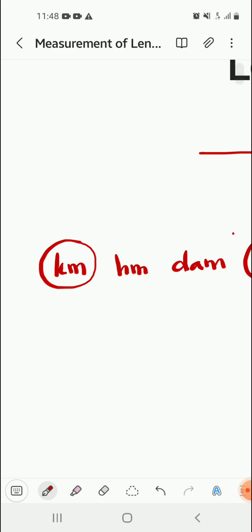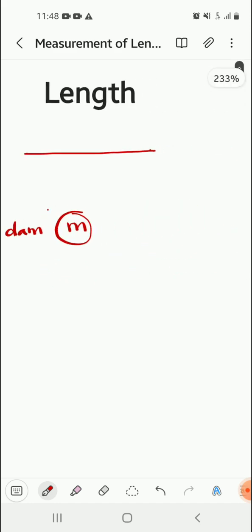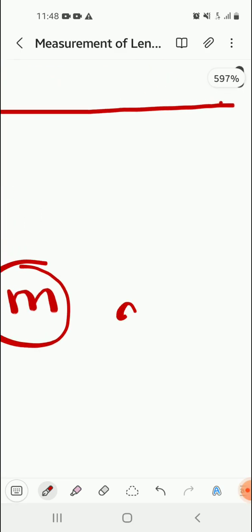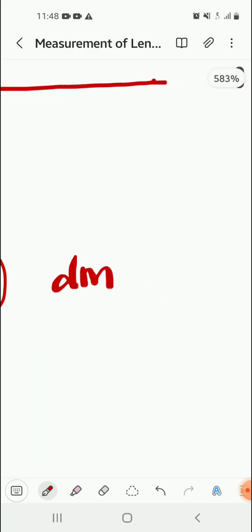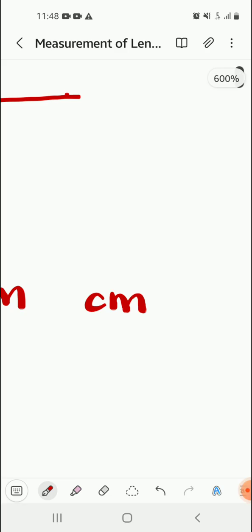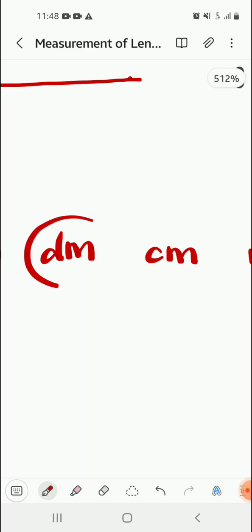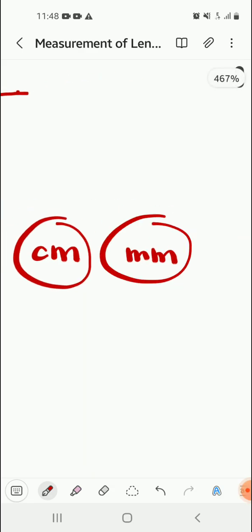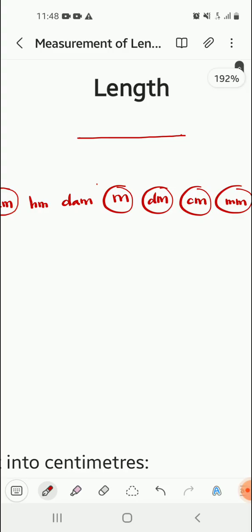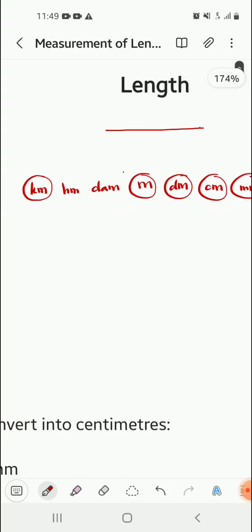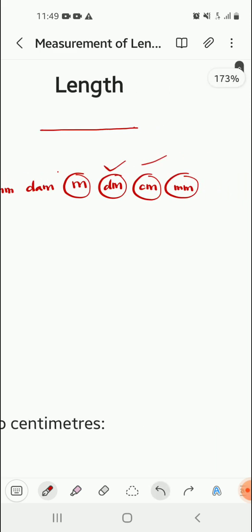Right now we are going to discuss kilometer, meter, and some of its submultiples. Submultiples consist of decimeter, then centimeter that we write as cm, and millimeter that we write as mm. So we are going to discuss the units that I am circling right now. We have meter, its multiple kilometer, and we have decimeter, centimeter, and finally millimeter.